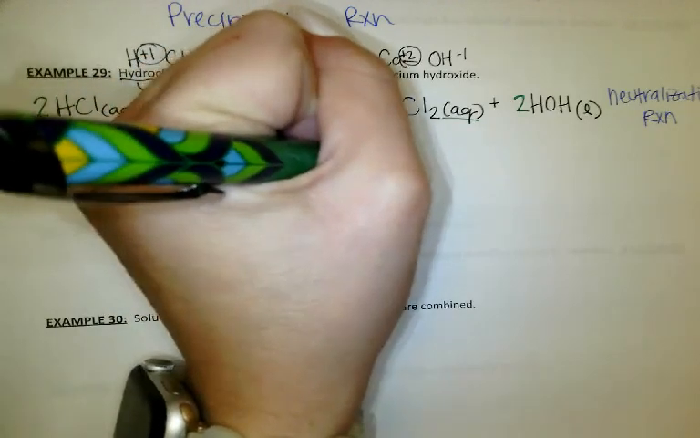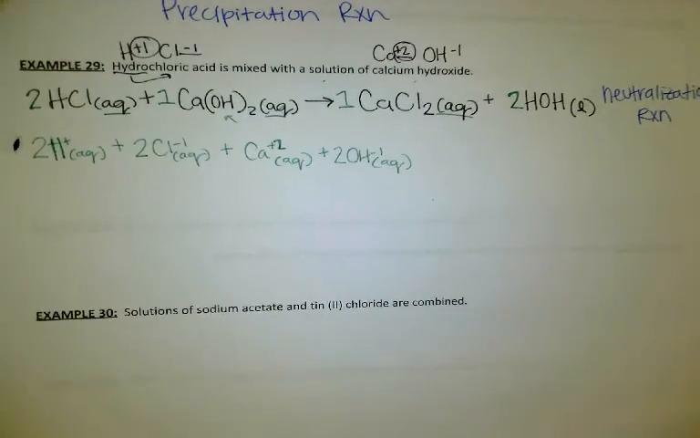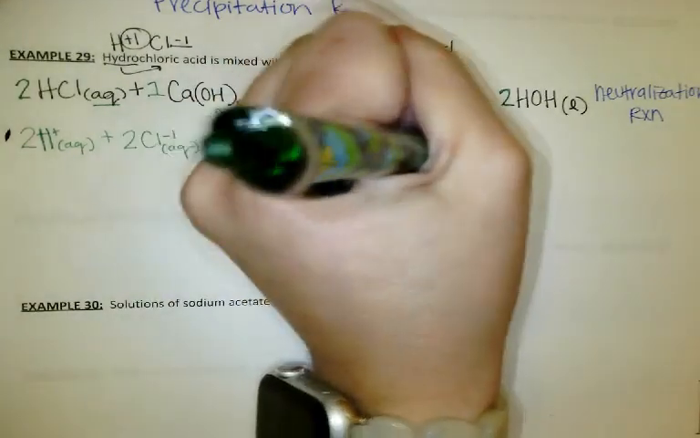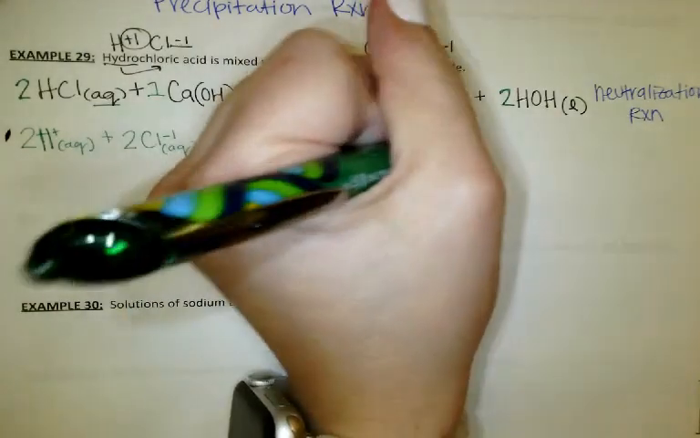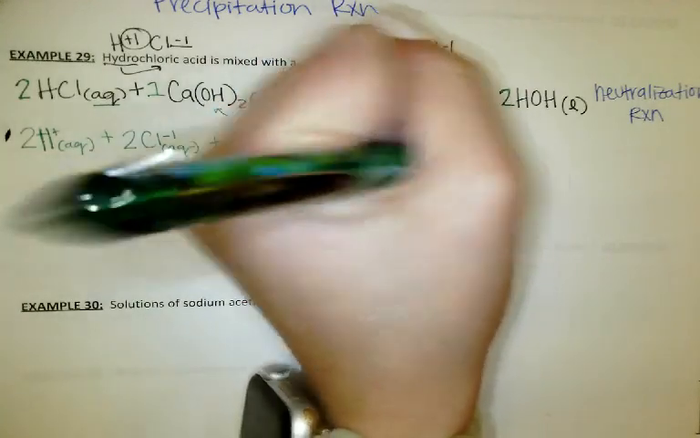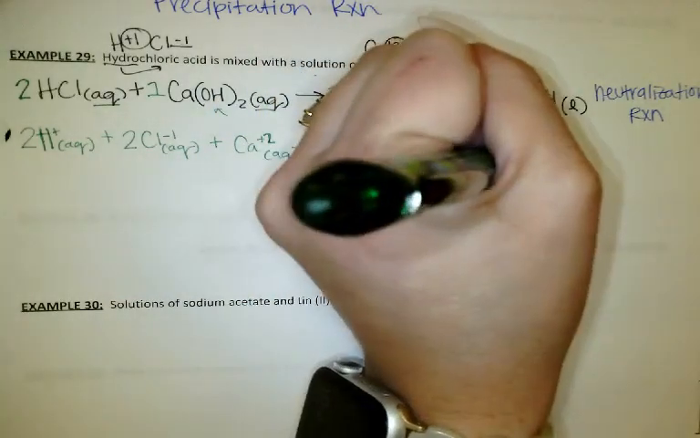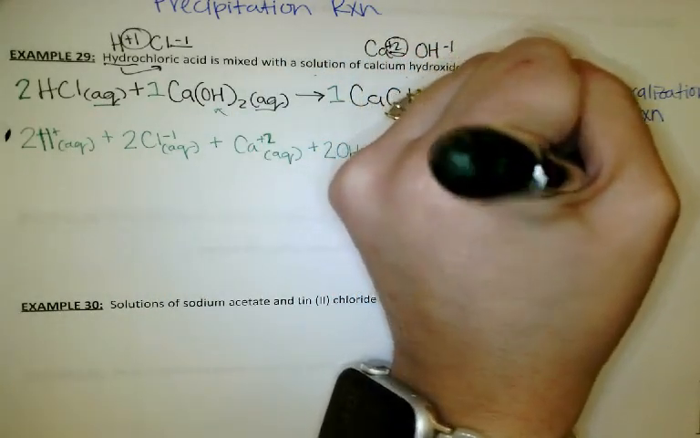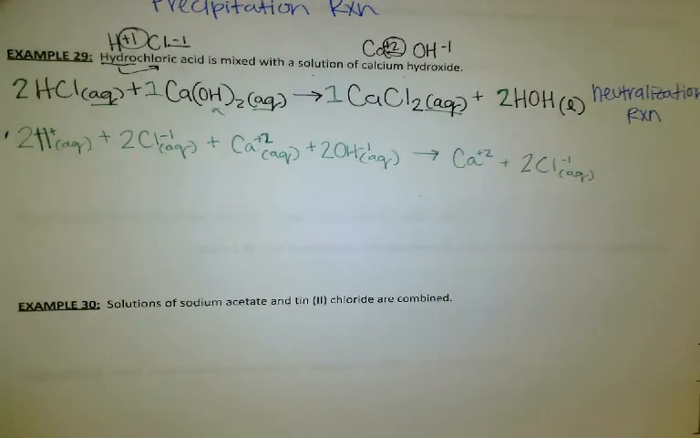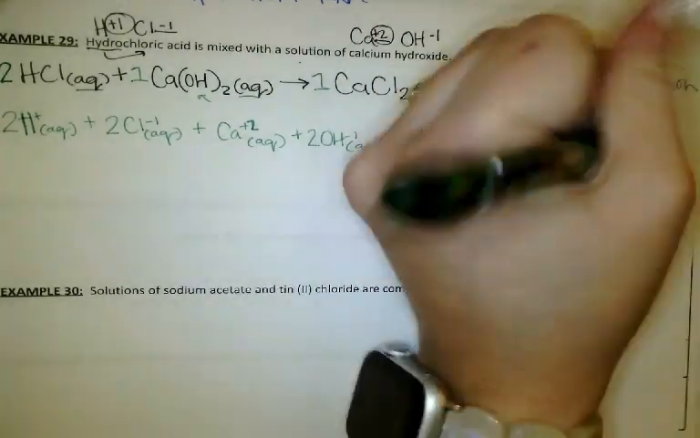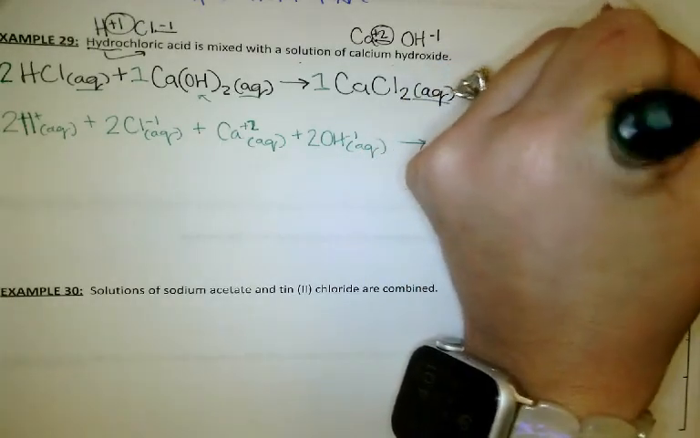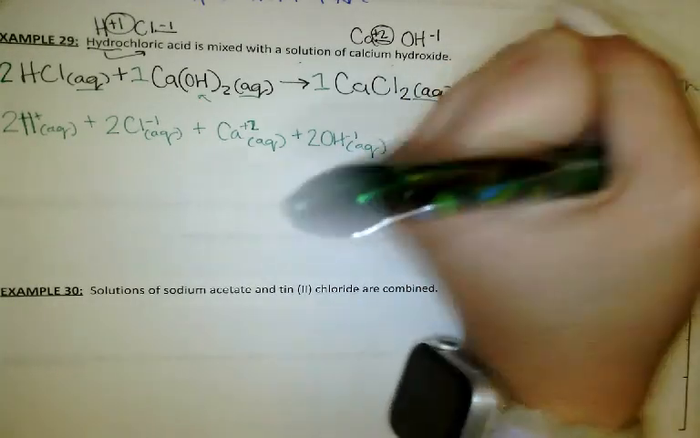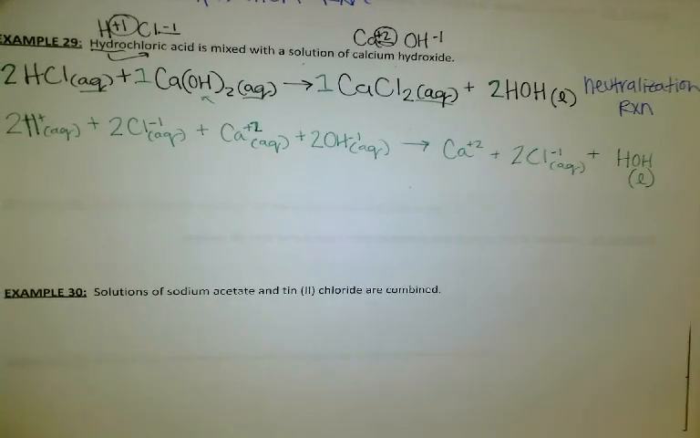Yields calcium chloride is aqueous, so we got 1 calcium ion plus 2 chloride ions plus water, because that is a liquid, we're keeping it together. HOH stays together. You don't put the coefficient... You don't put a 2 H2O. Oh, yeah, you do. Sorry. 2 H2O.